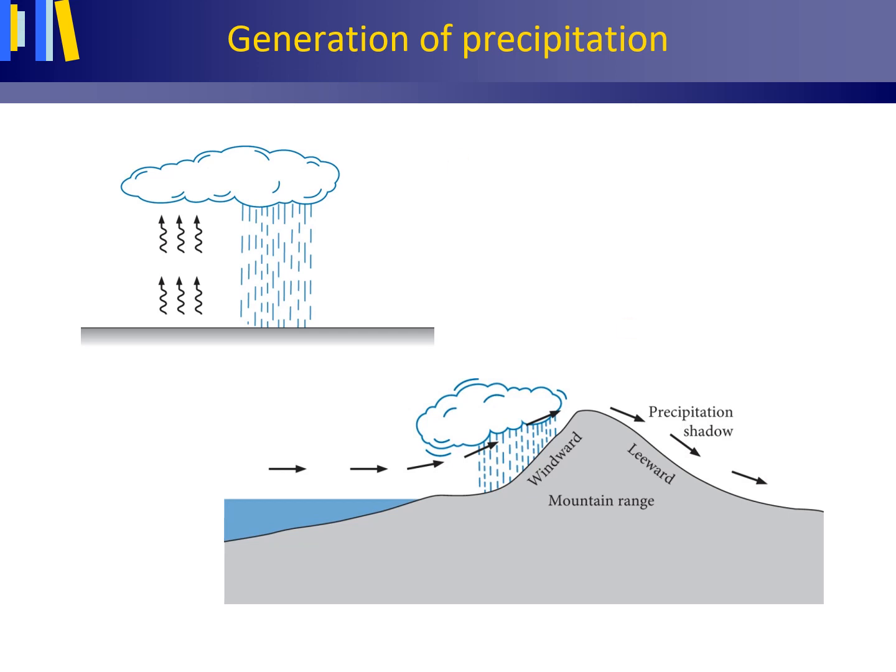For instance, in the US, in California, you have the Sierra Nevada mountain range, and then at a distance of 10 kilometers, the desert starts.